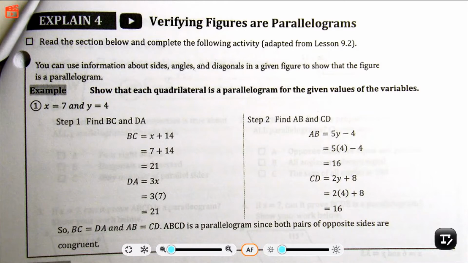Okay, so the directions tell us to show that each quadrilateral is a parallelogram for the given values of the variables, and they tell us that step 2 is completed. We'll get to step 2 in a little bit, but there's a couple things that we need to know before. The first thing is that Z is equal to 11, W is equal to 4.5.